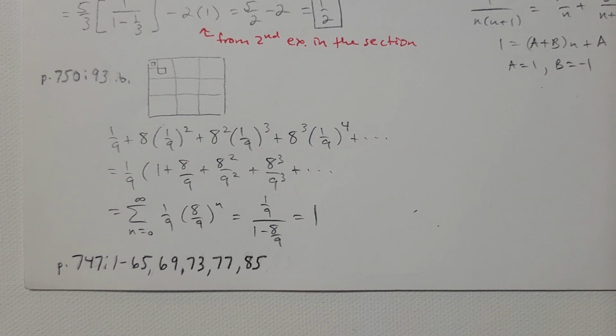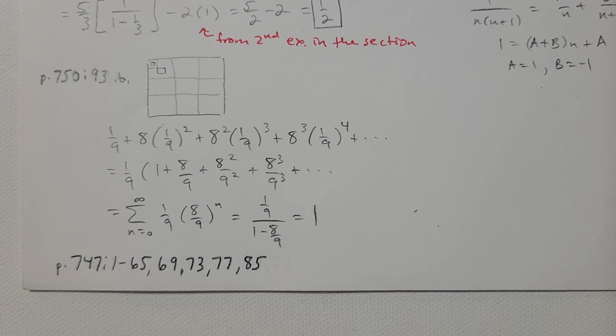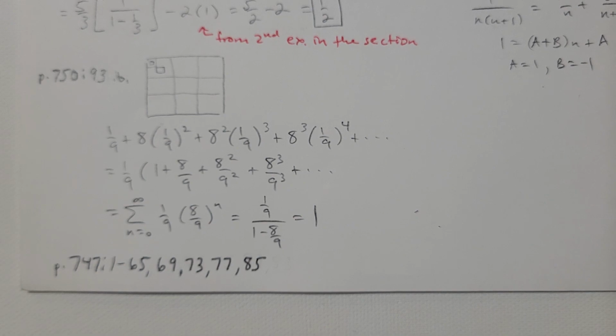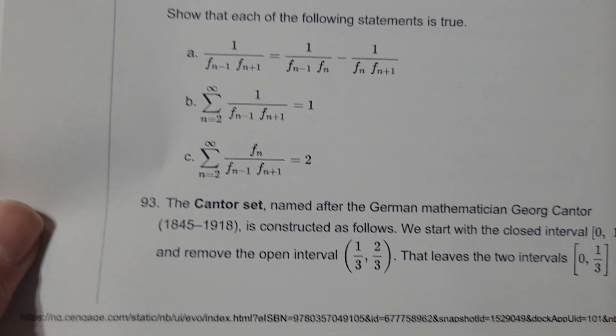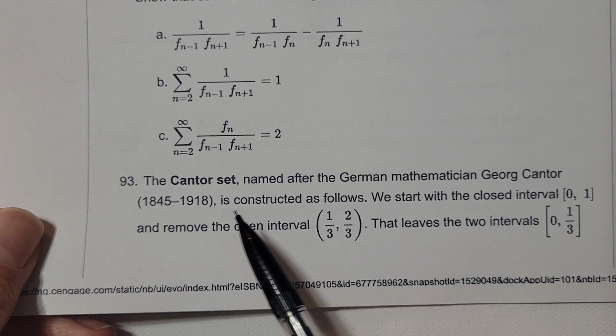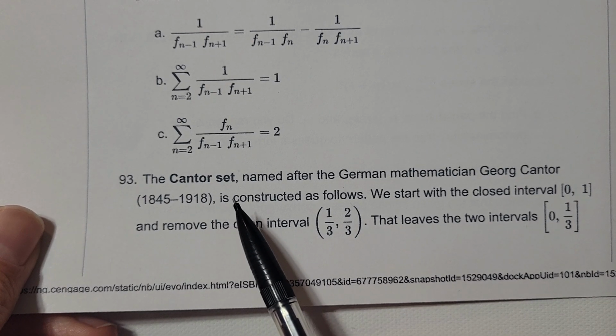I like this problem on page 750, problem 93 in the book. It's a two-part problem. We're just going to do part B here. But it's a two-part problem for what's called a Cantor set.